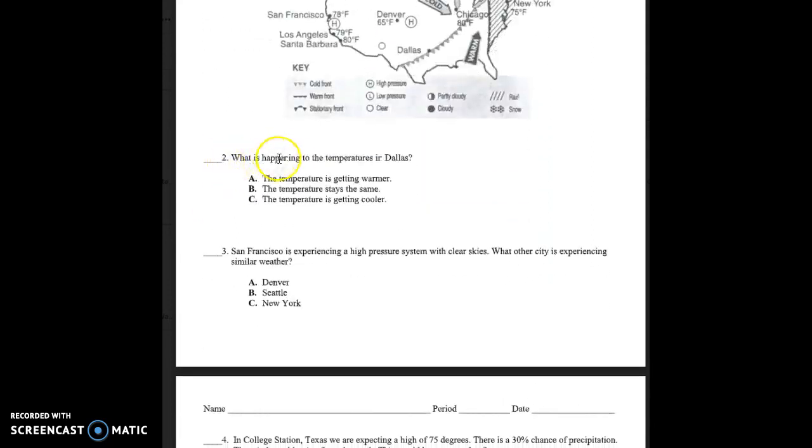Number 2. What is happening to the temperatures in Dallas? A. The temperature is getting warmer. B. The temperature stays the same. C. The temperature is getting cooler.